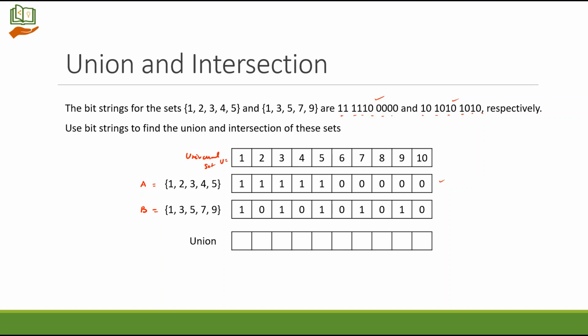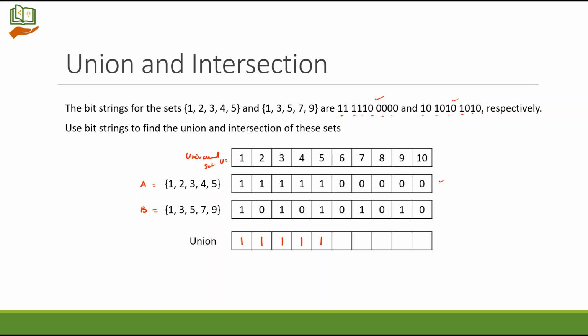What is union? An element can be present in A or in B or in both. Now let's check. 1 means the element is present. So it is present in both the sets. We are having 1 here. The second element is present only in A. That is also fine, so we are including a 1 here. The third element is present in both the sets. The fourth element is present in set A. The fifth element is present in both the sets.